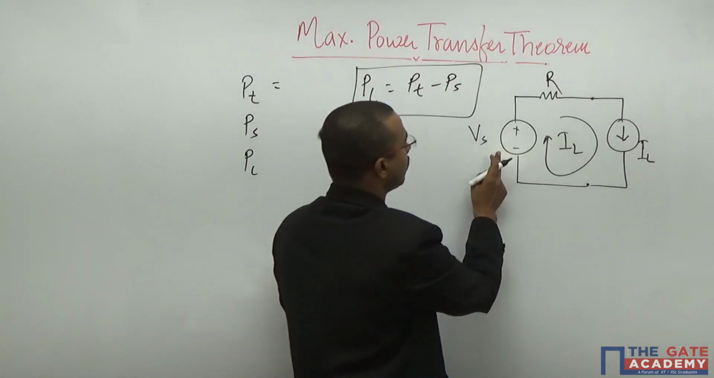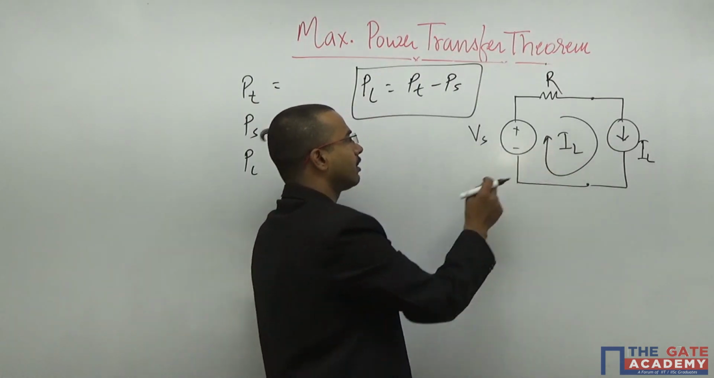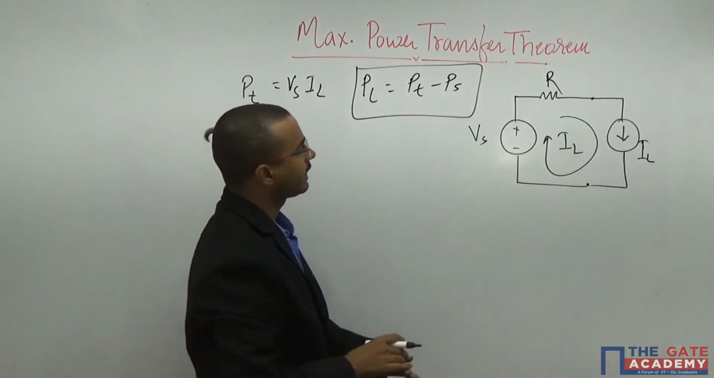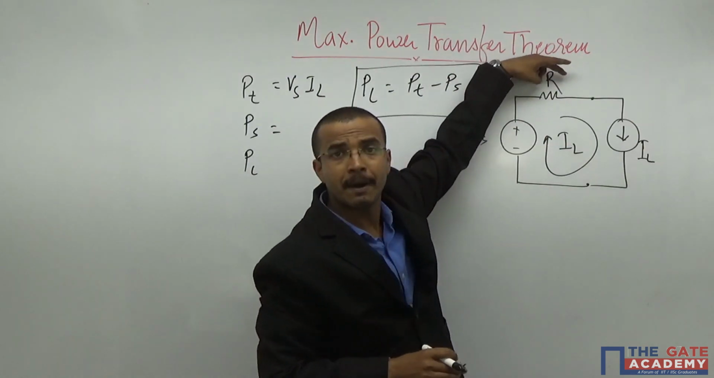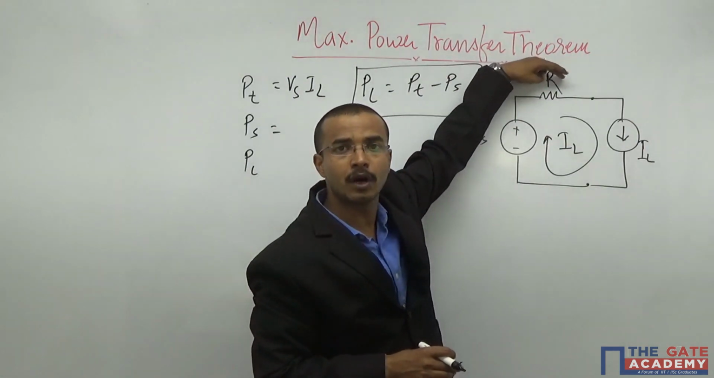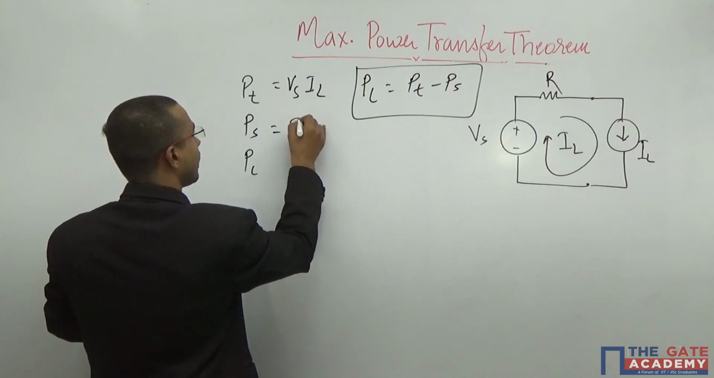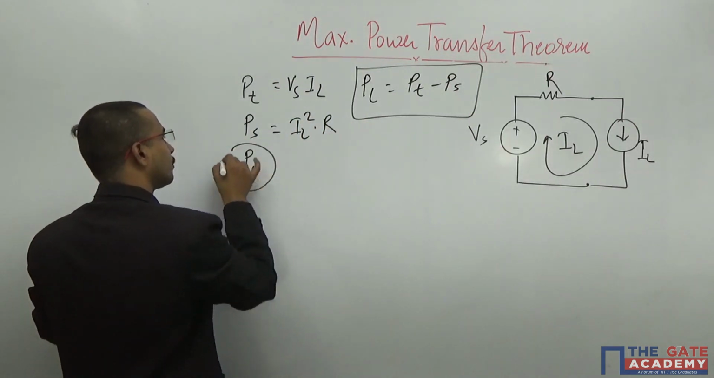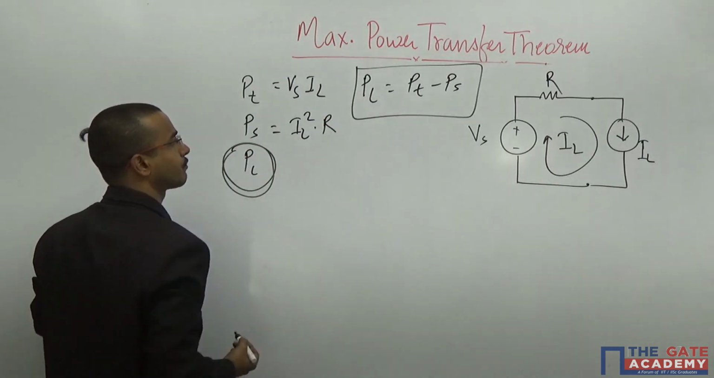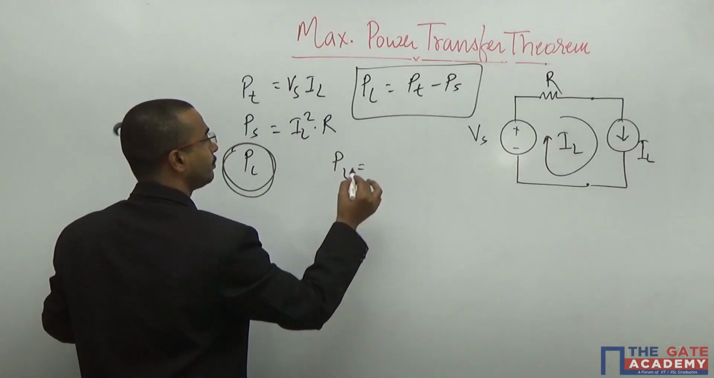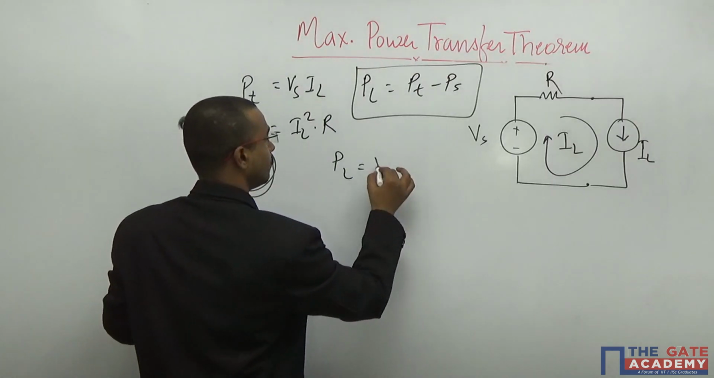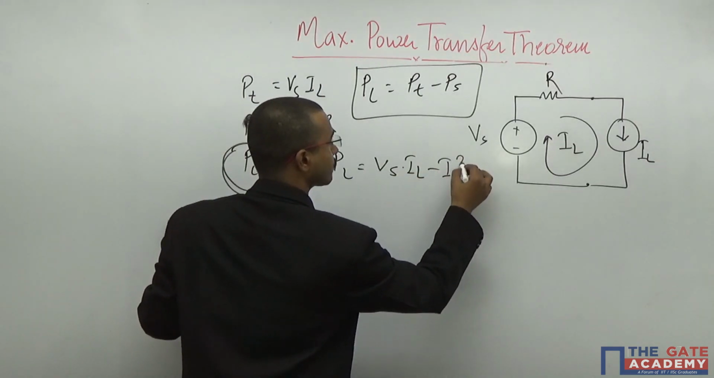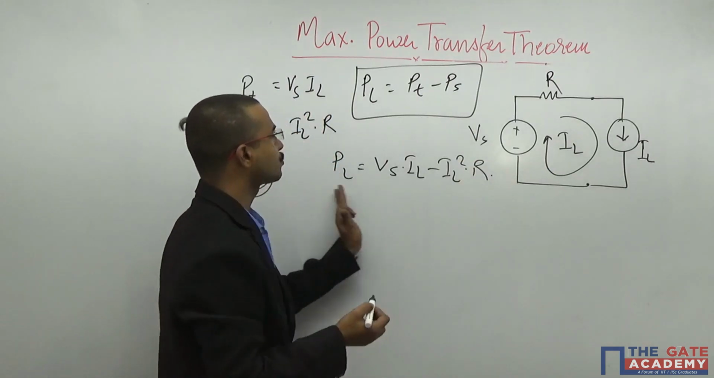For the source, voltage into current will be my power, Vs into IL. It is the resistance. Power across the resistance is I square into R, that means IL square into R. And this value you don't know, which you have to calculate from here. That means write down PL is equal to Vs into IL minus IL square into R. These two values you have.